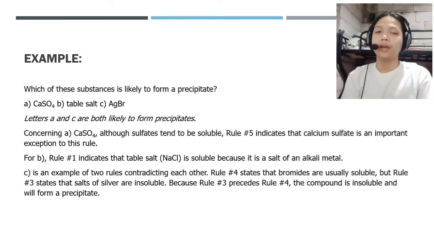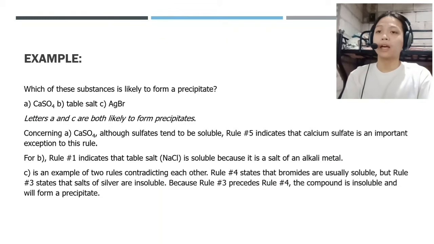A. CaSO4, B. Table salt, C. AgBr. Letters A and C are both likely to form a precipitate. Concerning A, CaSO4, although sulfates tend to be soluble, rule number 5 indicates that calcium sulfate is an important exception to this rule. For B, rule number 1 indicates that table salt, NaCl, is soluble because it is a salt of an alkali metal.